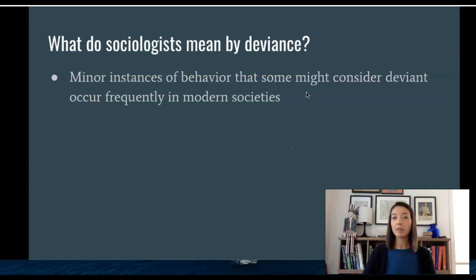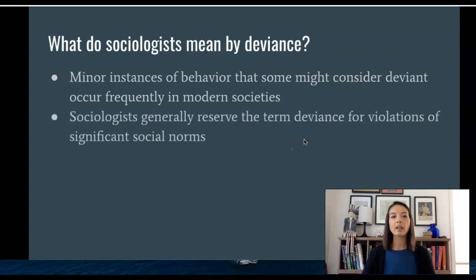Did anybody think about or say, maybe even out loud, lying? Is that a minor instance of deviant behavior? What about leaving work or school early? If you've been in traditional school, there's a definite time when you're allowed to leave. Did you ever skip school? What about yelling at another person? Are those minor forms of deviance?